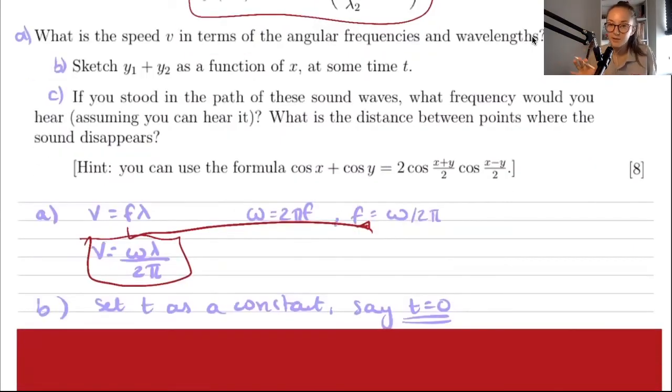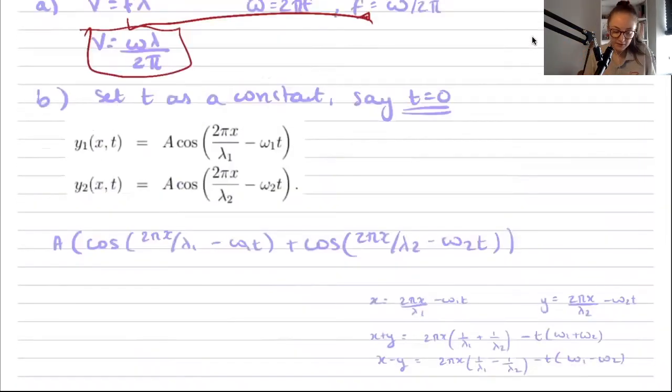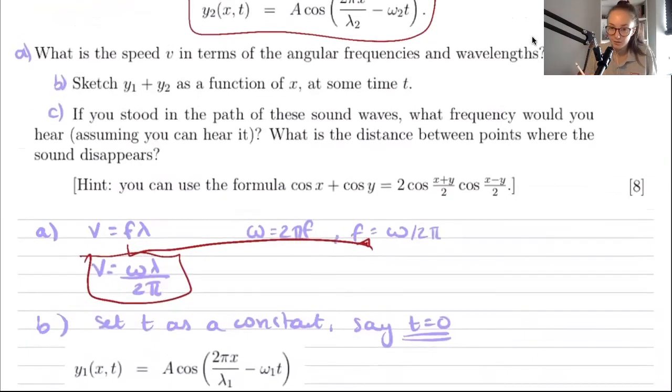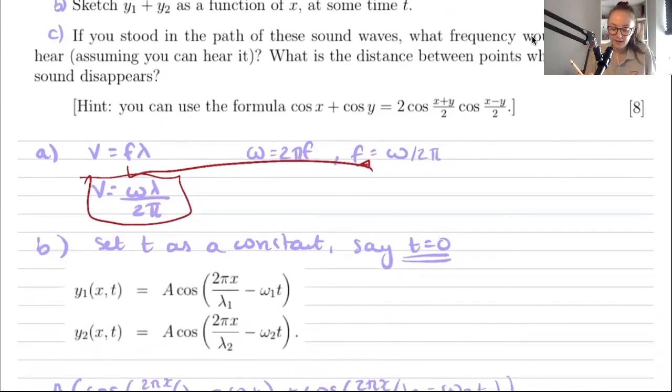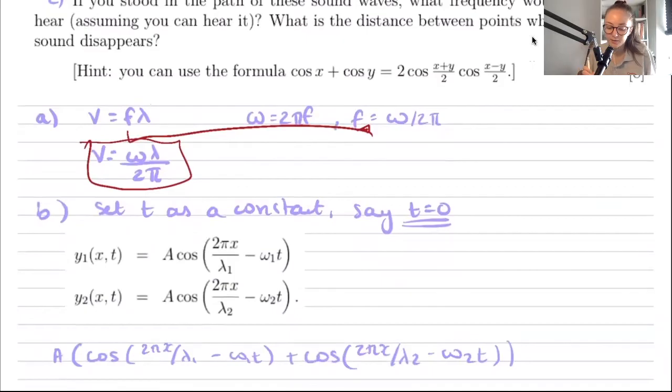Essentially, what they're telling you is that at some time t means t is irrelevant. And they've given us a little expression down the bottom here to tell us how to add two cos functions. They say cos x plus cos y is equal to 2 cos of (x plus y) over 2 multiplied by cos of (x minus y) over 2.